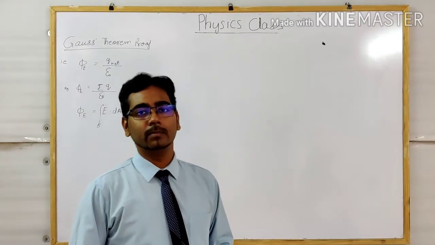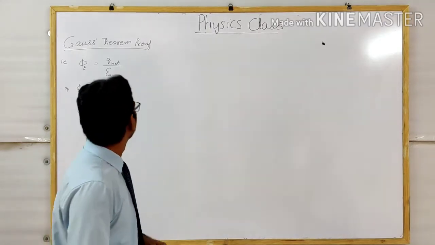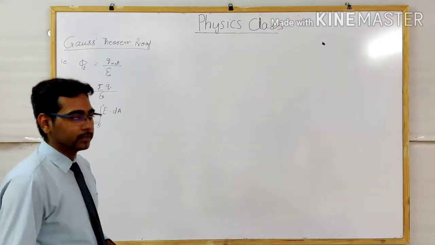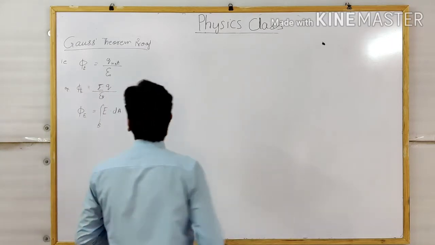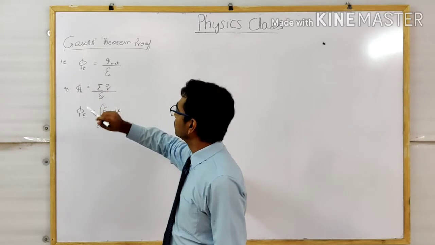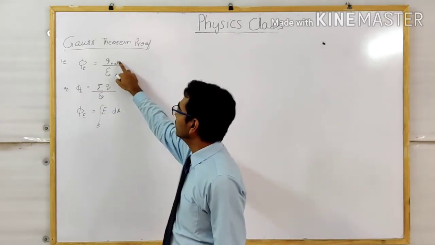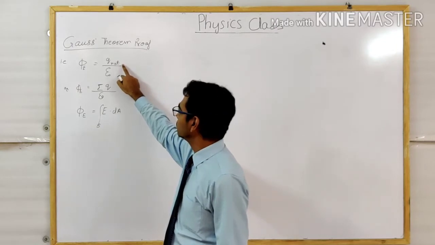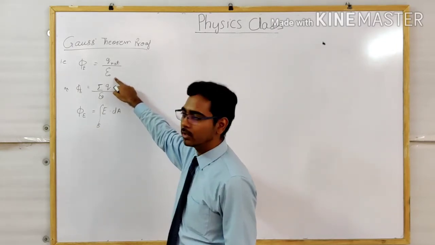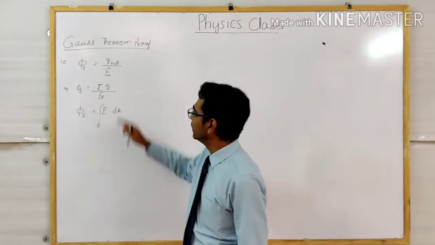So let's begin with the proof of the Gauss theorem where we have left the chapter. With a quick revision, the Gauss theorem says that the total electric flux through any closed surface is equal to the net charge enclosed by that closed surface, or better to say Gaussian surface, divided by epsilon naught, where epsilon naught is the permittivity of free space.